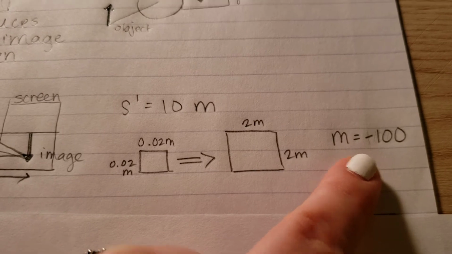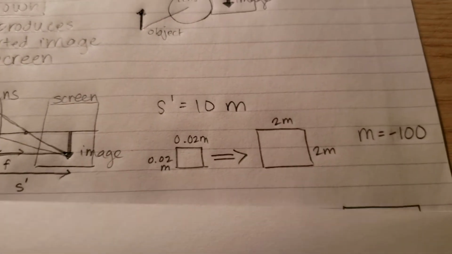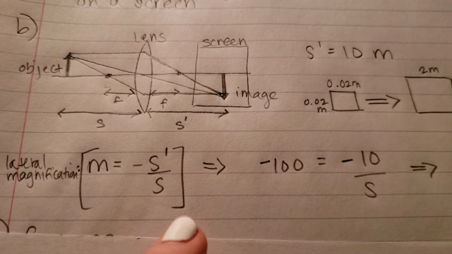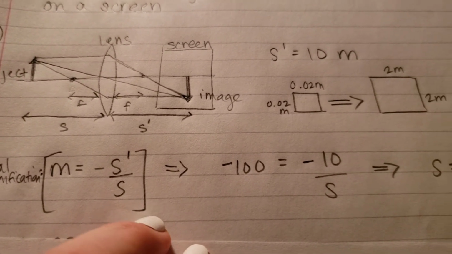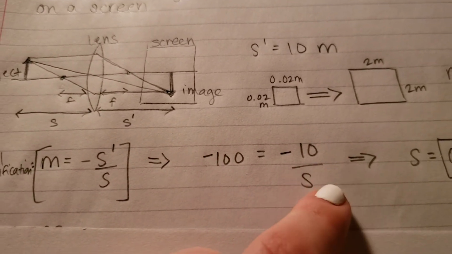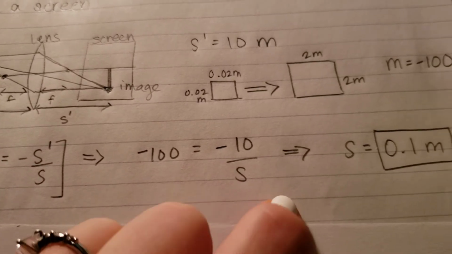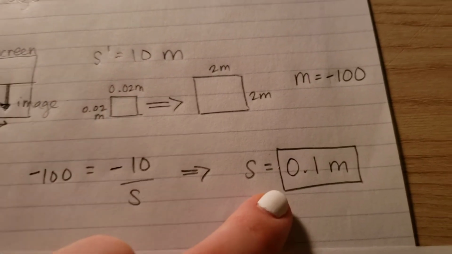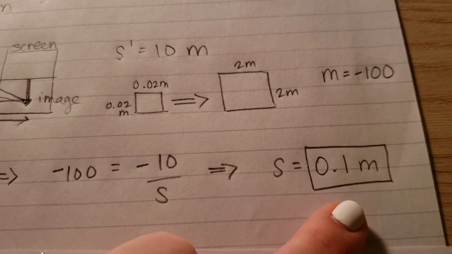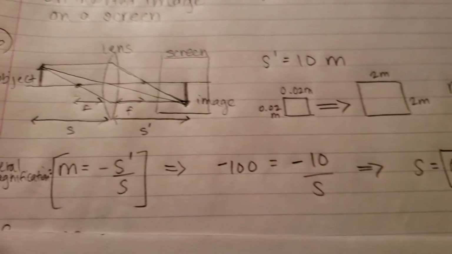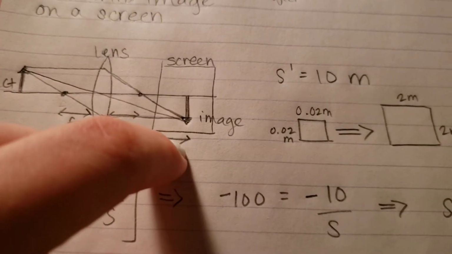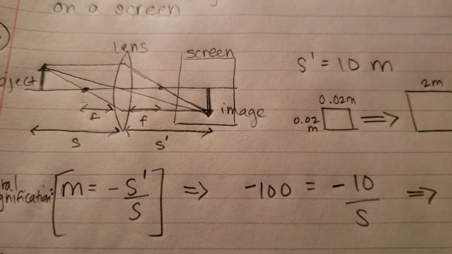So if we have that negative 100 and we have that 10 from S prime, we can use our lateral magnification equation, and we can just plug those in. So negative 100 is equal to negative 10 divided by S, and then we can calculate S to be 0.1 meters. So we are going to need to place the slide 0.1 meters from the lens in order to get an image that is 2 meters by 2 meters.